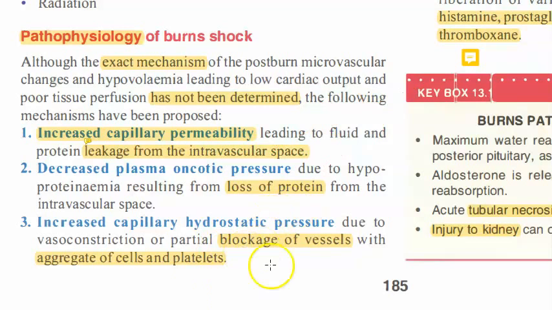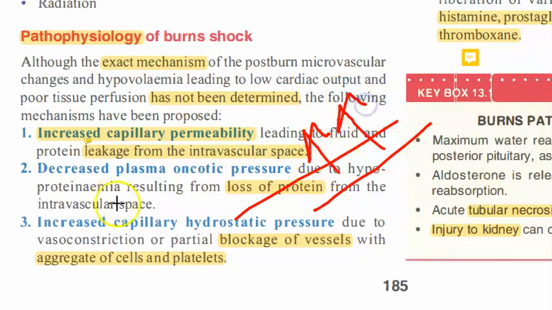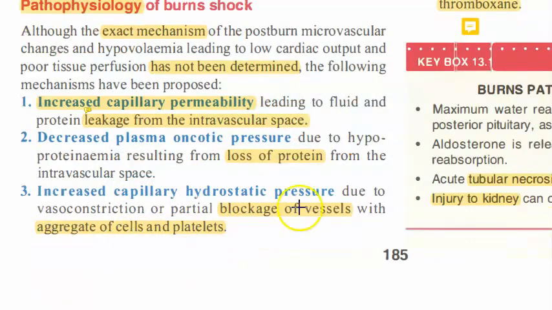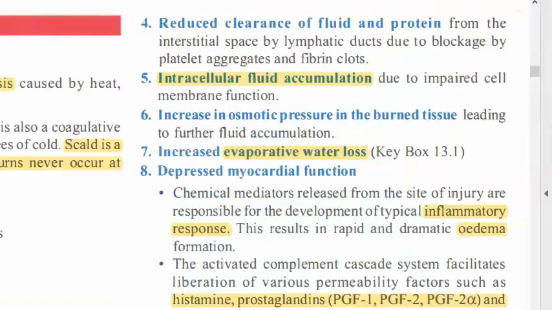Again, because the capillary permeability is more, there is loss of protein from the intravascular space. So there will be hypoproteinemia, that is less protein in the blood. Then all these capillaries, what will happen? Blockage is happening because of aggregates of cells and platelets. There is blockage of the lymphatic ducts also. So there is reduced clearance of fluid and protein from the interstitial space by the lymphatic ducts, again because of blockage by platelet aggregates, fibrin clots, etc.